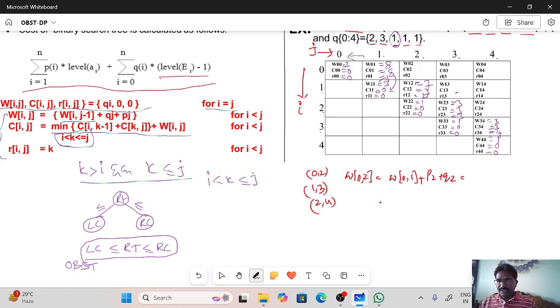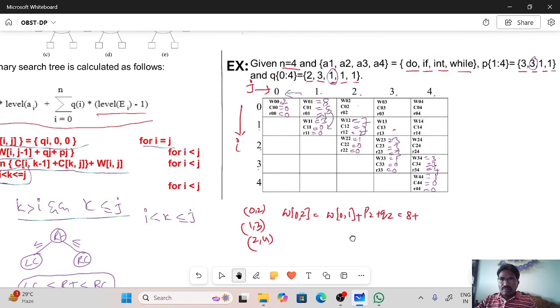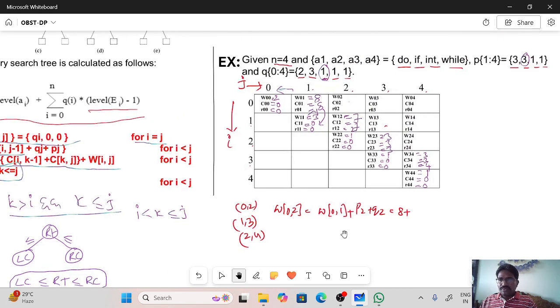What is the W01 value? 8. So that is nothing but 8 plus, what is the P2? 3, plus, what is the Q2? 1. So what is the total value? 12. So W02 is 12.